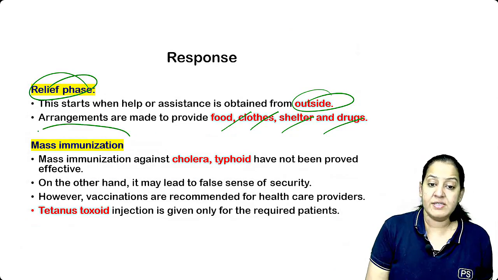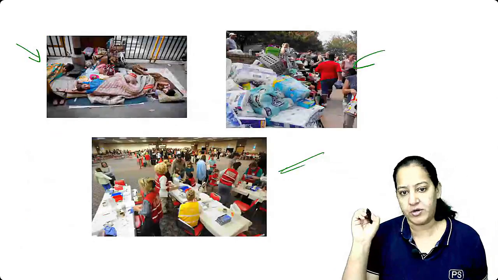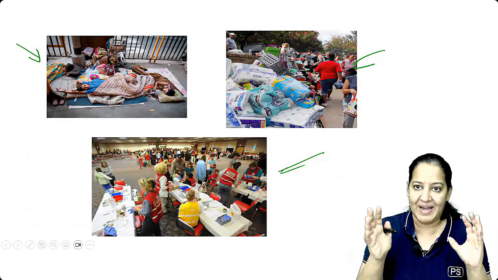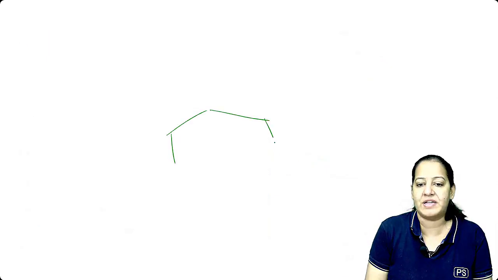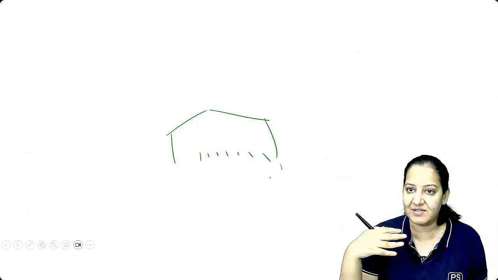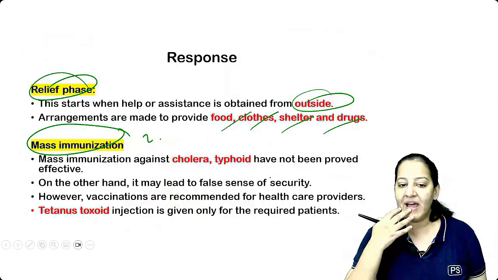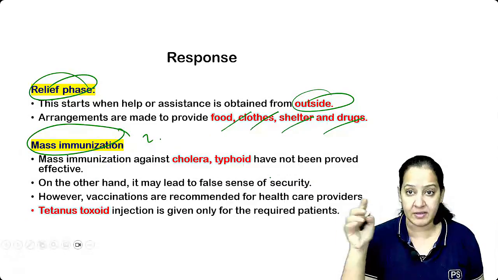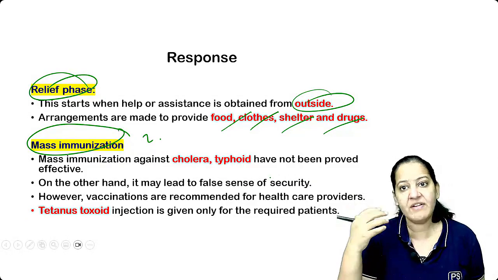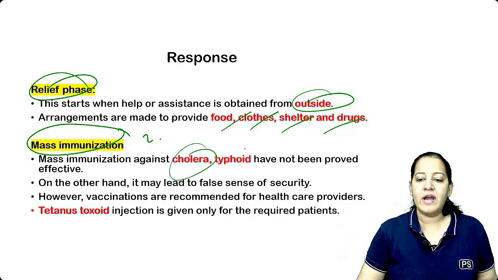Now there is a question. Should mass immunization be done or not in such a scenario? Now in a small place, there is a small tent in which multiple people are sleeping together because it is the post-disaster camp. So what will happen here? Should mass immunization be done or not? It's an overcrowded area. People can have infection of cholera and typhoid. Done or not done?